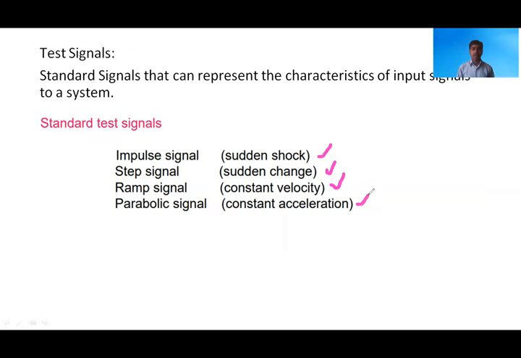Then parabolic signal, that is also called constant acceleration. When you give the constant acceleration, keep on changing the velocity, then how the system behaves. So parabolic signal is used at that time. These are the standard test signals to know the system behavior. I think all these standard test signals cover all kinds of disturbances that practically occur in the system.